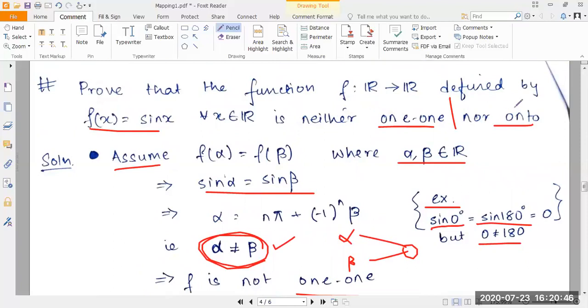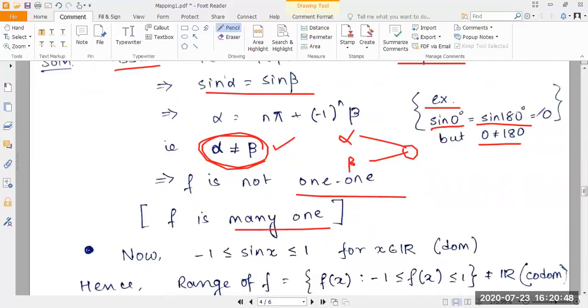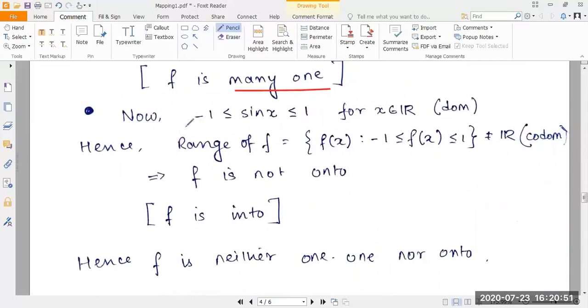Next, what we need to prove is that it is not onto. So we know that minus 1 less than or equal to sin x less than or equal to 1. So the value of sin x can vary only between minus 1 to 1. It cannot be minus 2, minus 3 or 2, 3. So x is the angle value here, and x can belong to any number. x can be 1 degree, 2 degree, 3 degree, 4 degree. It can be any real number, which is the domain set.